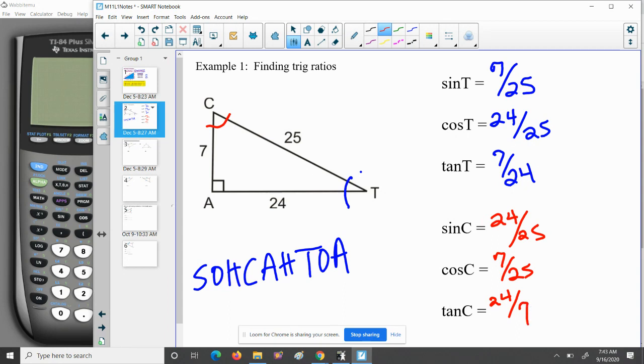Right now you're probably looking at this going, okay, this is great, but how does this help me? How does this let me figure out anything as far as sides or angles? That's what we're going to get to next. We can set up ratios based on what we're given in a triangle and what we want to find in order to solve for a side or an angle. So let's take a look at what I'm talking about.